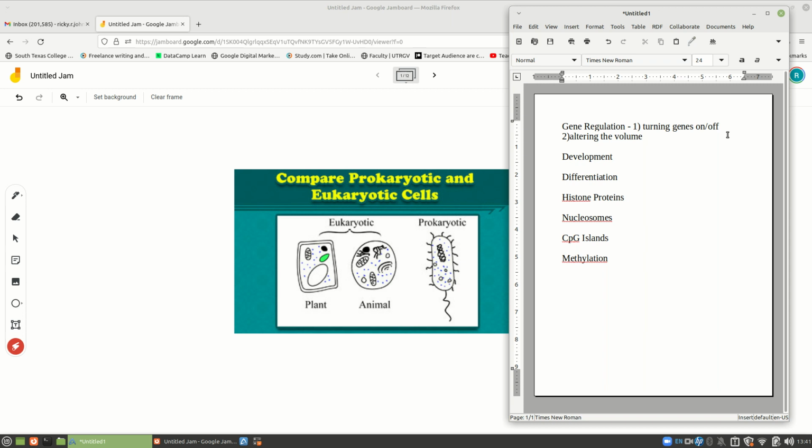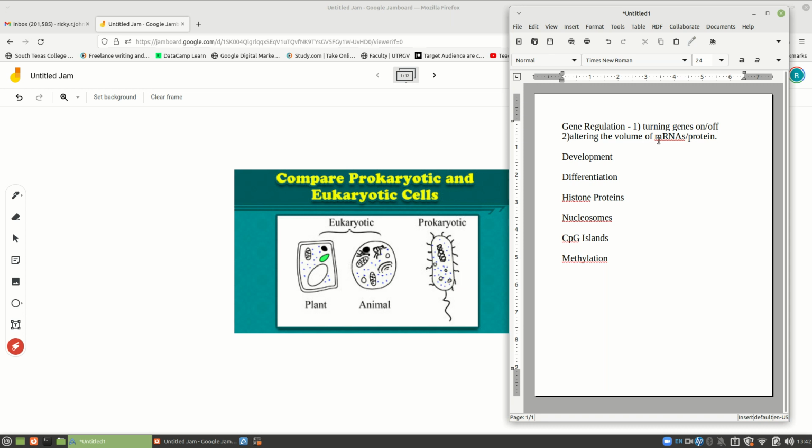Well, altering the volume of what, though? It's not the volume of the sound. It's not how loud or soft it is. It's altering the volume of mRNAs, which means if you alter the RNAs, you alter the amount of protein you make. So these are the two ways we're going to talk about regulating genes. Sometimes we want to turn them completely off or turn them on, and maybe only at different times in your life, that sort of thing.